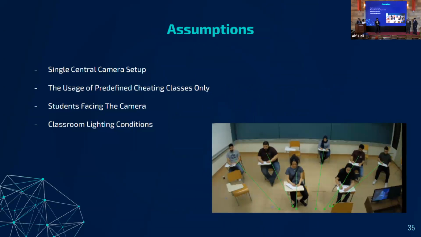So there are some assumptions that we decided to follow when we collected our data. First of all, we used a single camera setup that was placed in the middle of the classroom so that it can view all the students' bodies and poses. We also asked the students to act based on the four defined classes that we discussed in the previous slide. We also asked the students to have their bodies facing the camera, like the image that you can see. We also assumed that the lighting conditions were stable and normal, similar to a normal classroom like here.